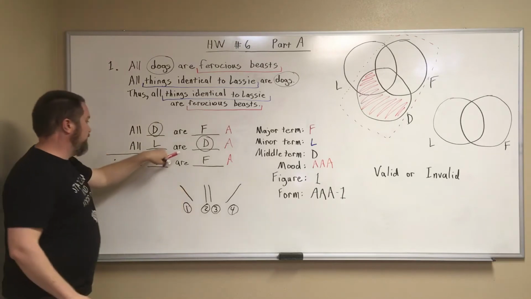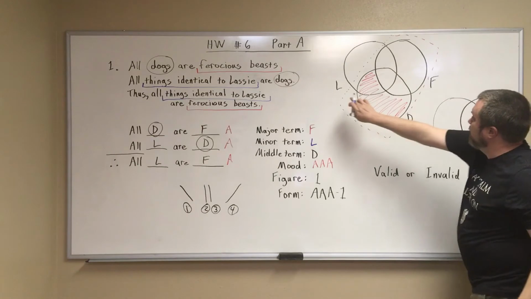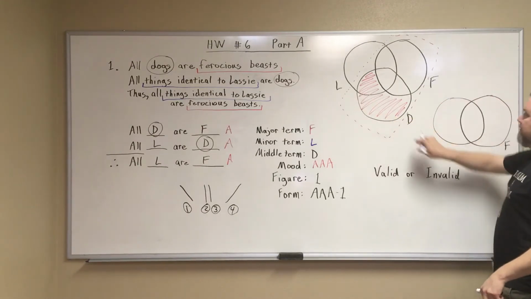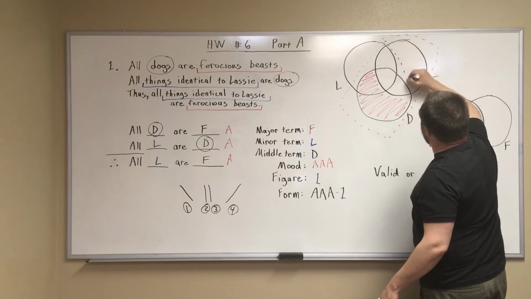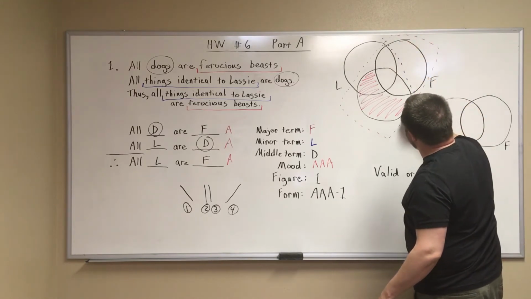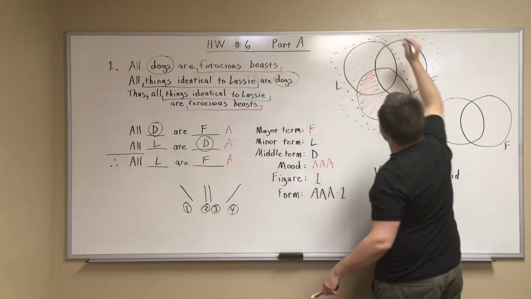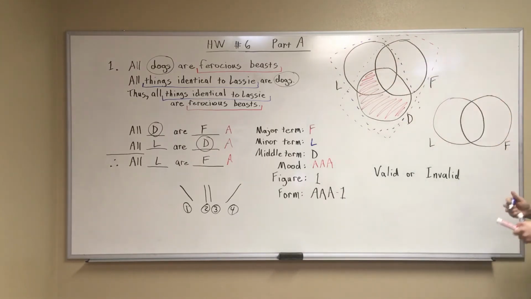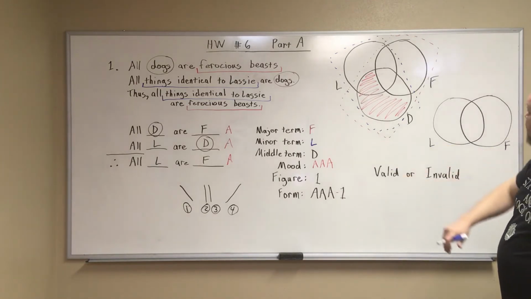So second statement, all L are D. We're going to be doing the same thing, but we're only going to be concerned with the circles L and D. So again, just kind of in your head, you can draw a little box around these 2 circles so it doesn't get confusing. We're not worrying about the circle F right now. So all L are D.